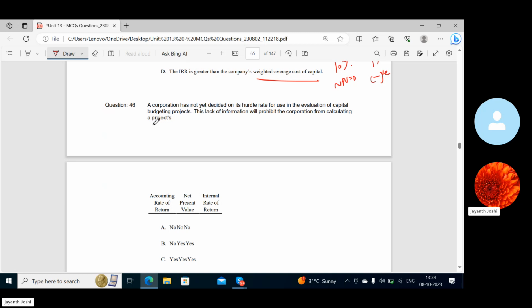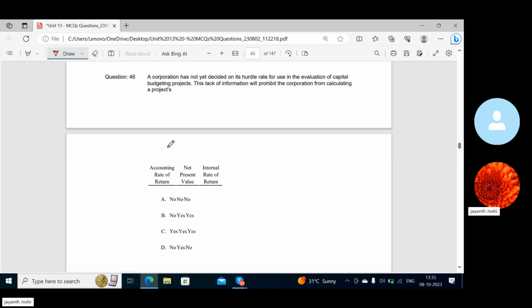A corporation has not yet decided on its hurdle rate, that is its desired returns, for use in the evaluation of capital budgeting projects. This lack of information will prohibit the corporation from calculating a project's dash. ARR, NPV, IRR.